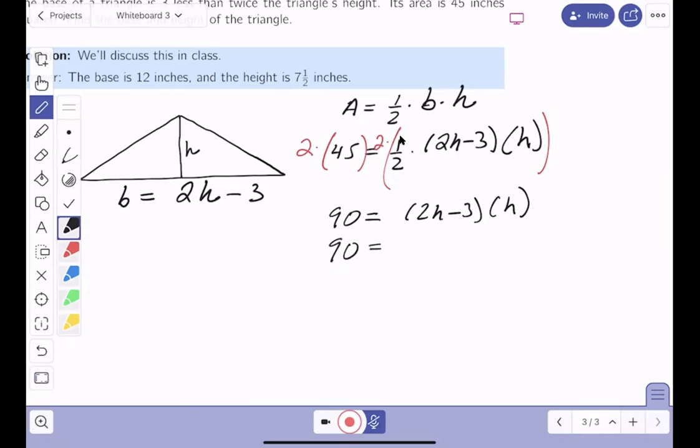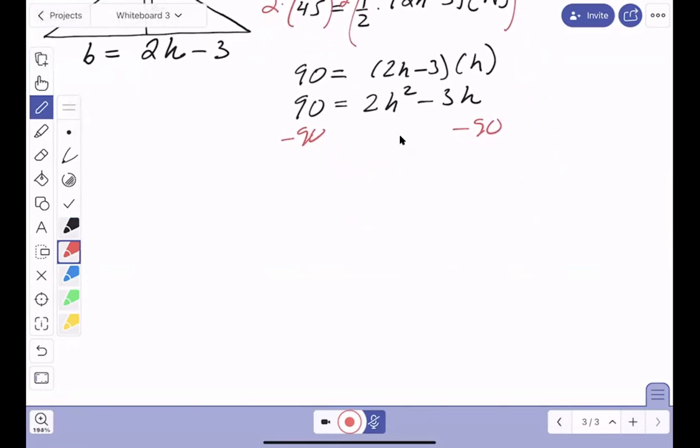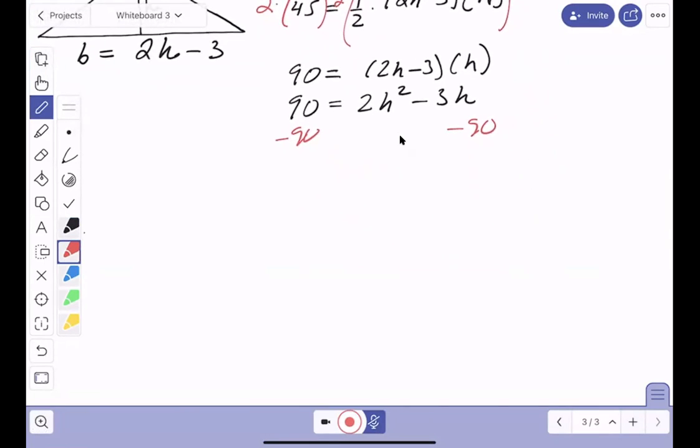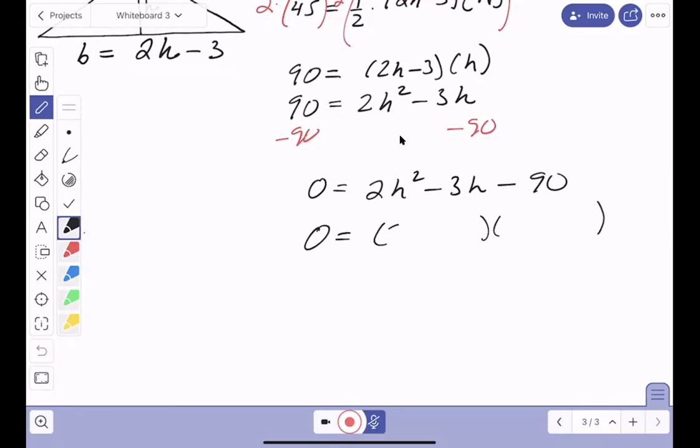Let's try. 2H squared minus 3H. I'm going to subtract 90 from both sides. Again, I don't even know what the question is at this point. I'm not even concerned about the question. I'm concerned about solving an equation. I realize for some students, I actually believe they can't do this. You really have to stop thinking that way and say, I can do that.